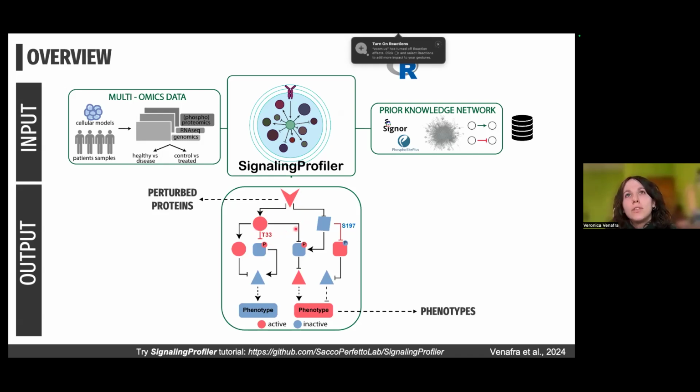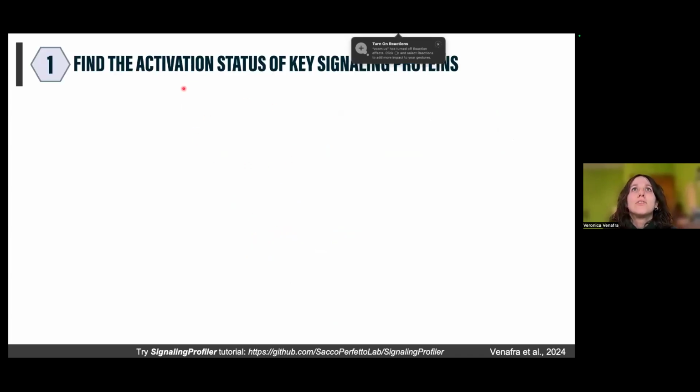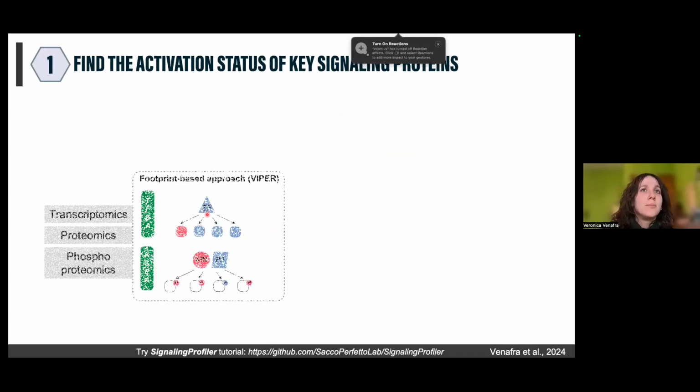So the activity of the proteins in the model is derived in the first step of the pipeline from multi-omics data. So we infer the activity of transcription factors, kinases, and phosphatases using footprint-based approaches, which consider the modulation of their target transcripts or phosphosites as a proxy of the activity. So what I mean is that if we focus on the NFKB targets and we look at them in transcriptomics, we find them downregulated, we can conclude that NFKB is not transcribing, so is inactive. And the same reasoning is performed for kinases and phosphatases looking at their target phosphosites.